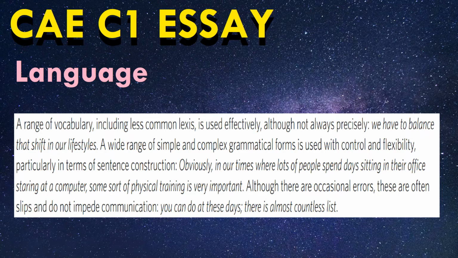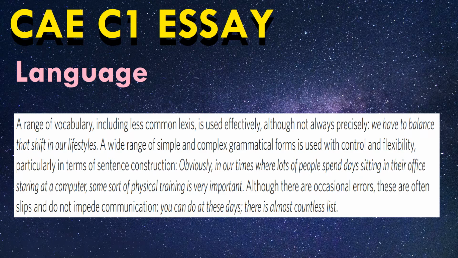So Cambridge here says, yeah, a wide range of vocabulary was used, including some less common words, and it was used fairly effectively. However, remember in my original video, I said what Cambridge is looking for from you is a wide variety of vocabulary and grammar. However, they're not just looking for variety, they also want accuracy, or how precise you are being. So for example, Cambridge points out, we have to balance that shift in our lifestyles.